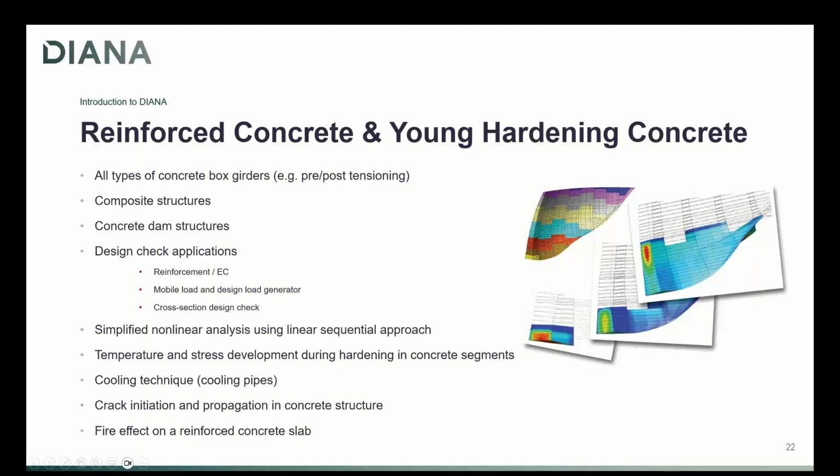We have different solutions to give you a good estimation of the nonlinear response of the model without entering into the nonlinear detail parameter input and setup iteration, like the sequential linear approach. Temperature and stress coupling lets you analyze how the concrete goes through aging, for instance. Cooling pipe is also another powerful feature that we offer in both 2D and 3D in order to control the hydration process. Crack initiation and propagation in concrete structures is one of the powerful features in Diana. And also fire effect, how the fire could affect the durability of the structure.